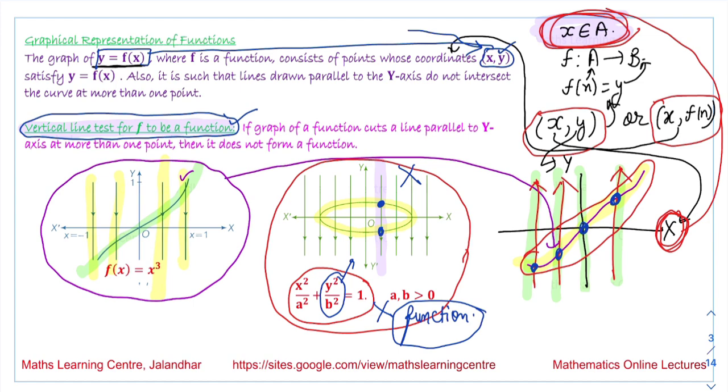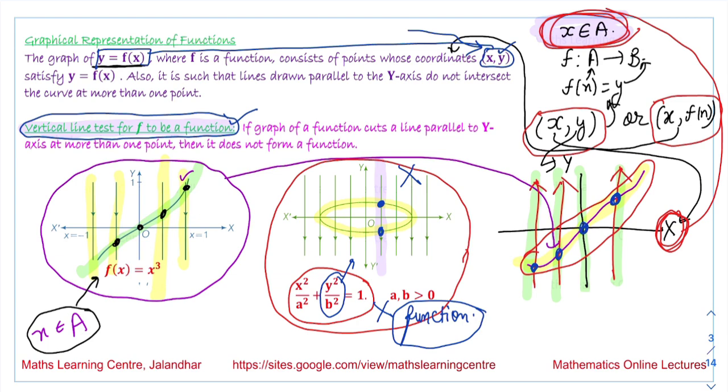And the second thing is that for all x belonging to A, the line that we have drawn over here should intersect the given graph at some point. So both the conditions that a function has, that for every element of the domain it has a unique image, will be satisfied.